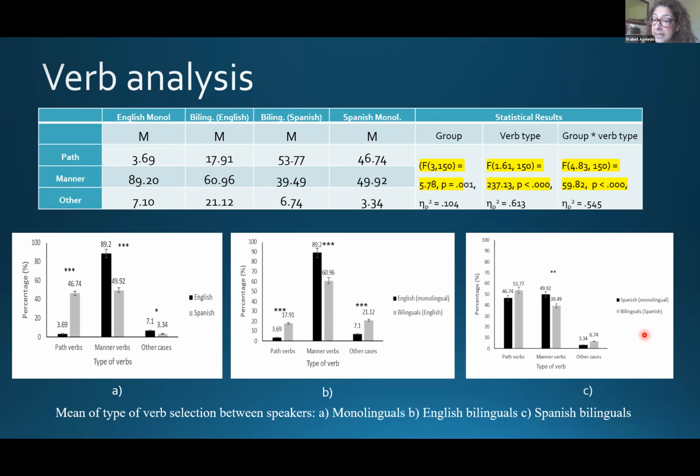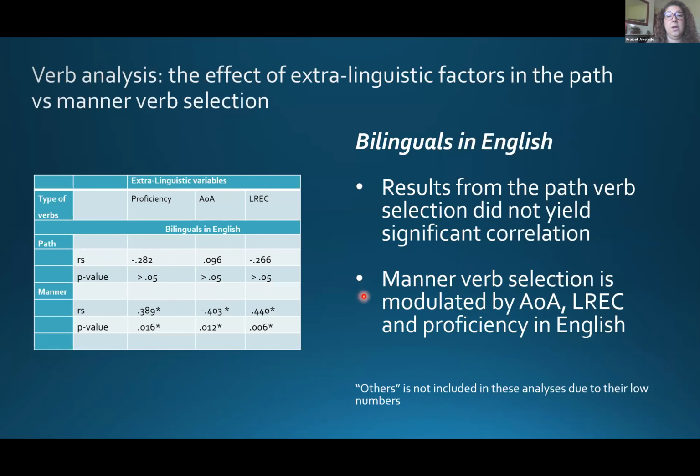Interestingly, in the comparison between Spanish monolinguals and bilinguals in Spanish, we observe statistical differences in the production of manner verbs. And interestingly, these bilinguals performed more like a typical Spanish speaker than the Spanish monolinguals. It could be the participants. We can discuss this also later, of course.